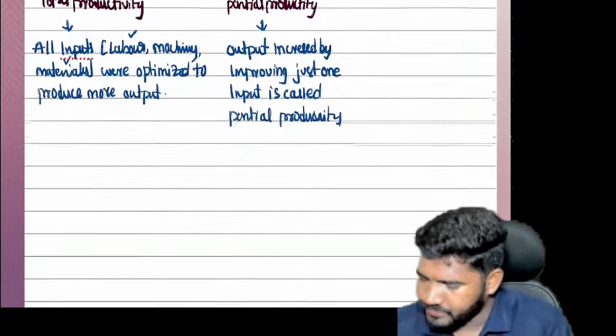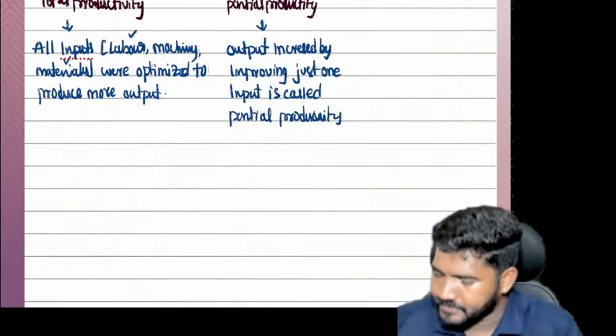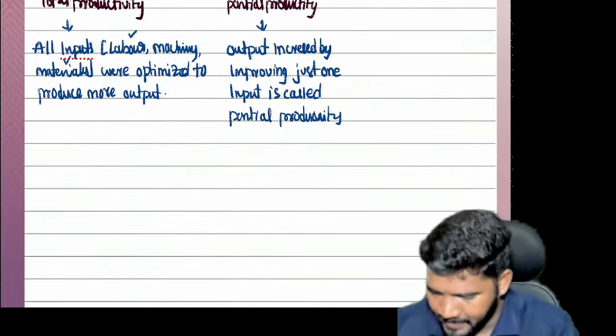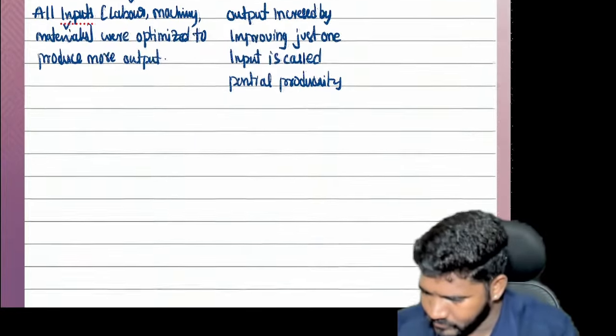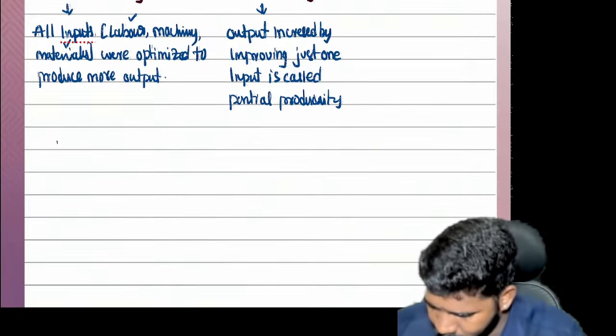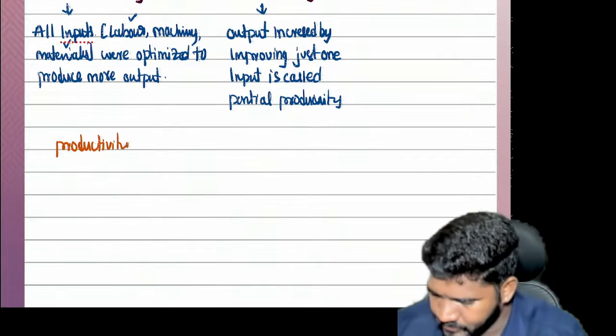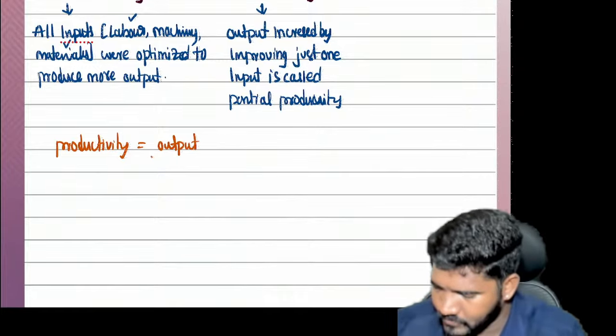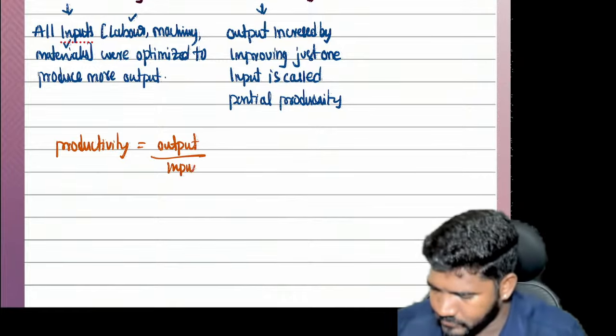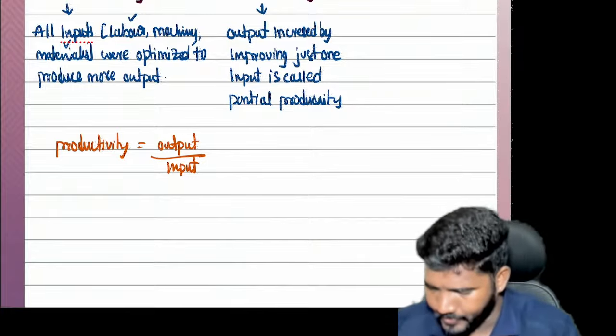Okay. Now, when it comes to the calculation part, productivity equals output divided by input. Output divided by input.